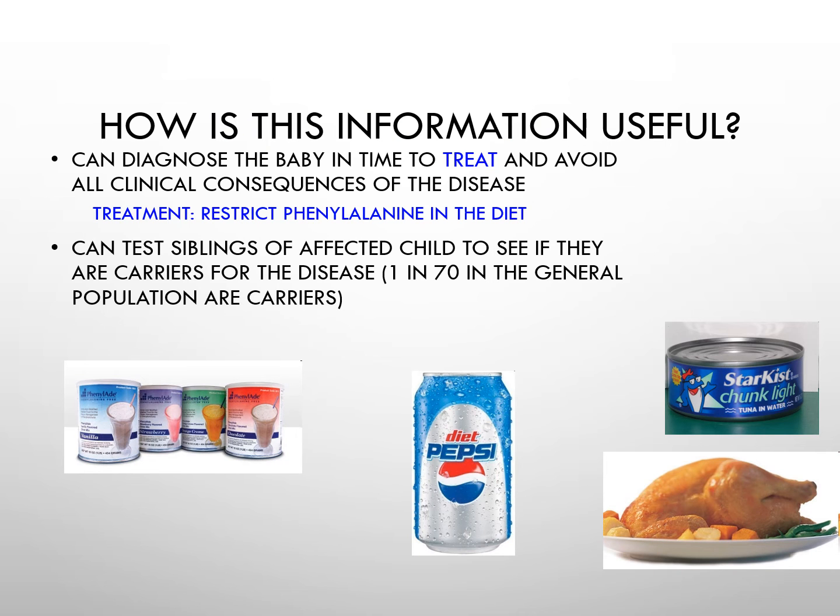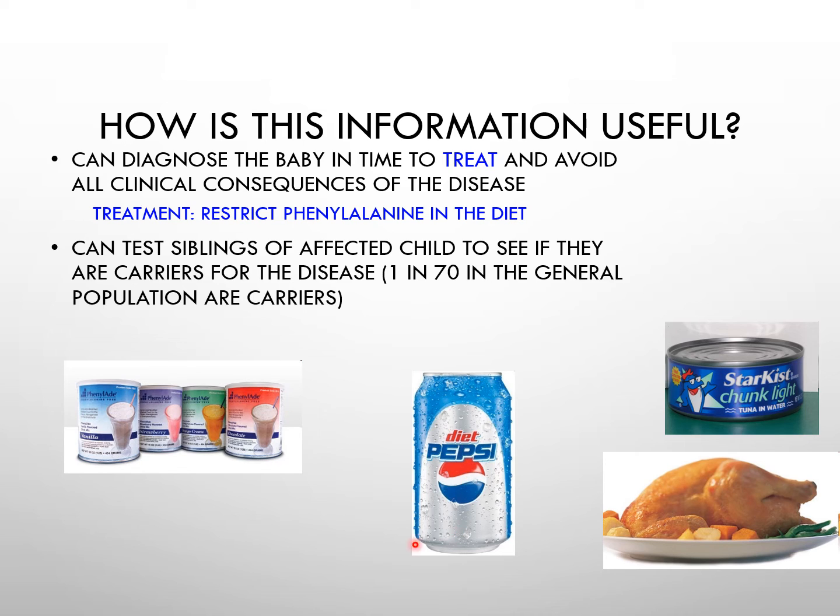So how is this information useful again? Because the baby is already born and the child already has the disorder. So what can we do here? If we identify or diagnose the baby in time, we can treat and avoid all clinical consequences of the disease. So the main treatment here is to restrict phenylalanine in the diet.